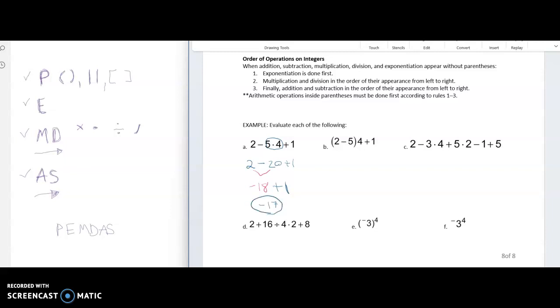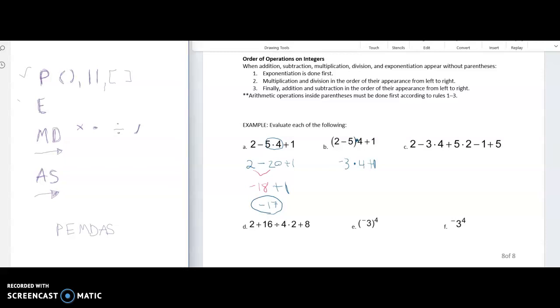In the next example, we see we do have parentheses. So we're going to take care of what's in our parentheses first. And we'll have 2 minus 5 is negative 3. So we get negative 3 times 4 plus 1. It should be noted that whenever you see parentheses next to another number, you can assume they're being multiplied. So sometimes I like to put the multiplication dot.